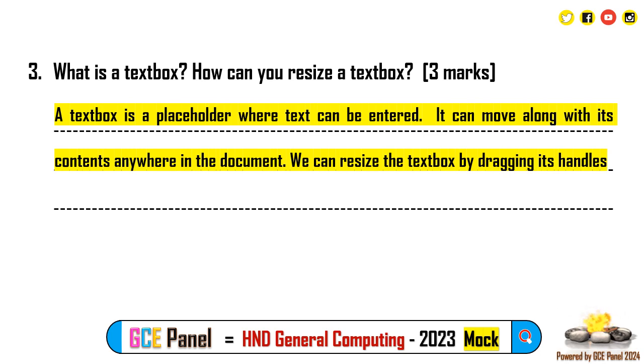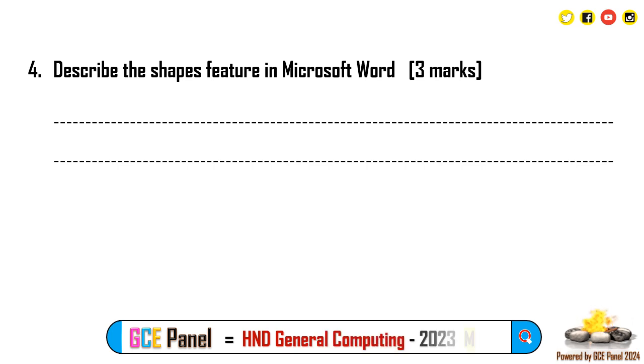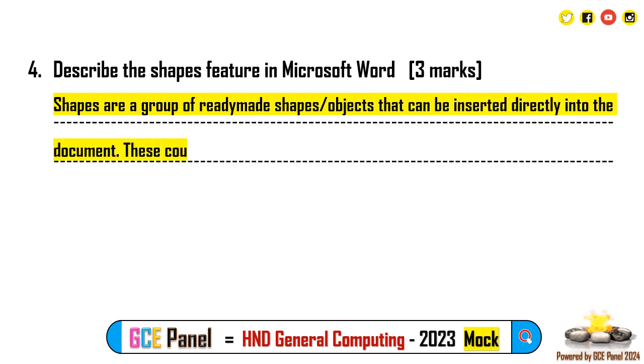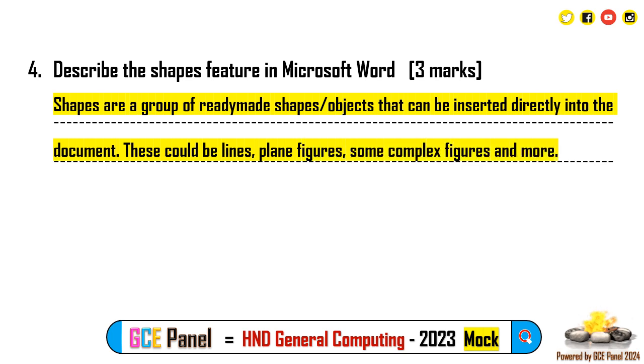Question 4. Describe the shapes feature in Microsoft Word. So what is a shapes feature in Microsoft Word? So shapes are a group of ready-made shapes or objects that can be inserted directly into the document. This could be lines, plain figures, some complex figures, and more.